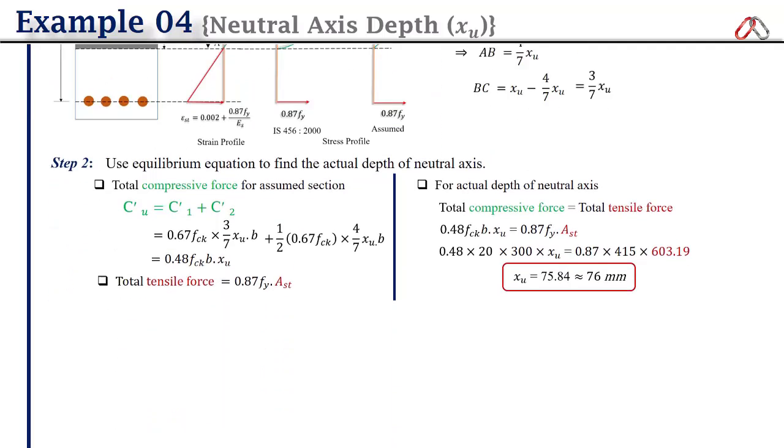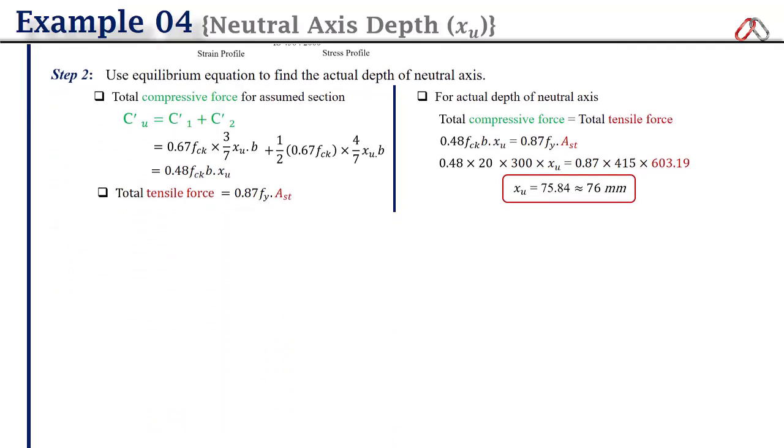Now move to the second question. So for the second question, the third step is we have to use the neutral axis formula as per IS 456-2000, that is XU is equal to 0.87 FY AST upon 0.36 FCK B, which I have already derived.